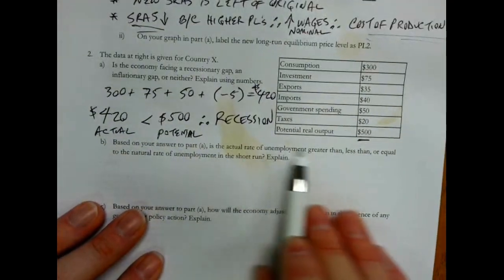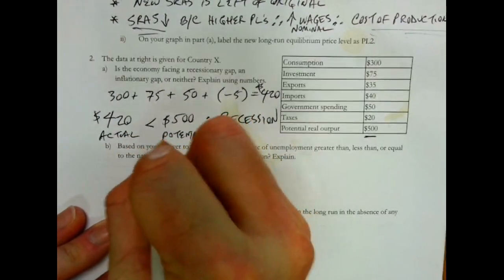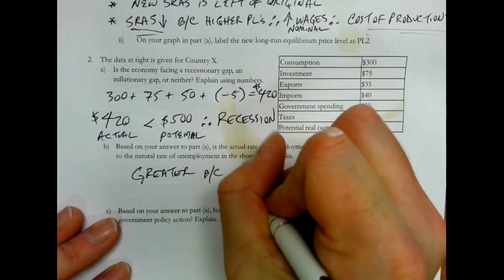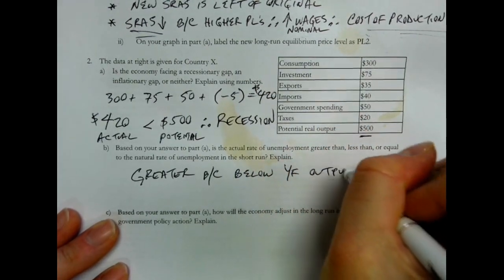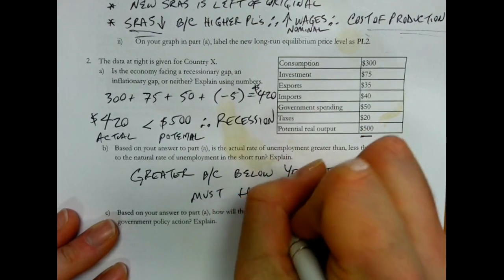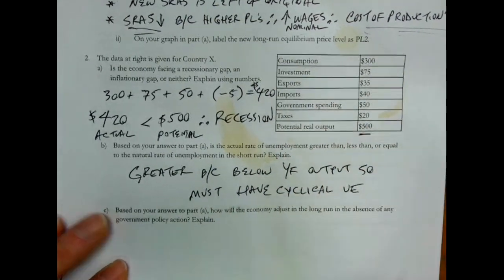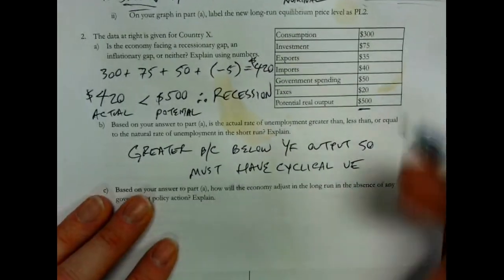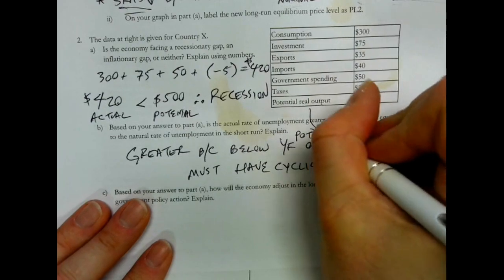Based on your answer to part A, is the actual rate of unemployment greater than, less than, or equal to the natural rate of unemployment? Explain. We would say it's greater. Right? Greater because we are below YF output, so must have cyclical unemployment. And that's really the best way to answer this, is to say we must have cyclical unemployment since we are below the YF level of output, or the potential level of output. You could also say YF potential output, because that's really where that's coming from, right?